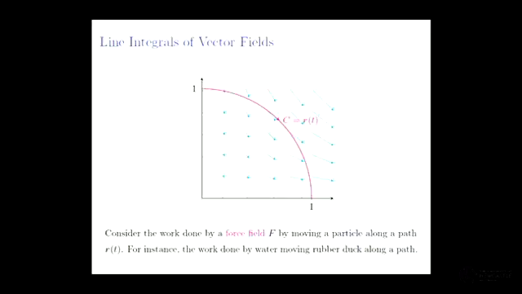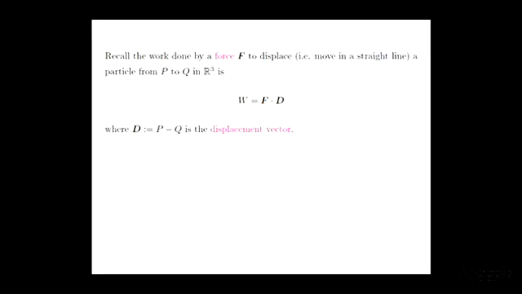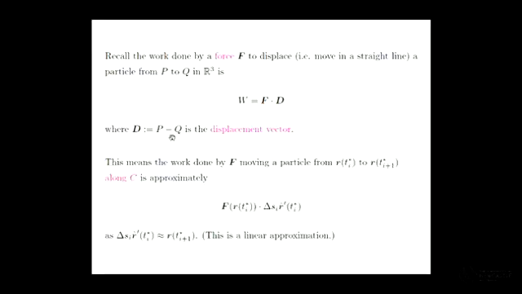Right, so instead of having an f, which is a surface, we're now going to have an F, which is a vector field. So recall that the work done by a force F to displace, that is to move in a straight line, a particle from P to Q, is force times displacement, where this displacement vector is the difference of the vectors. This means the work done by F, the force field, to move a particle from some position on a curve to another position on a curve, if we just take our time and chop it up into a bit, is approximately this quantity here.